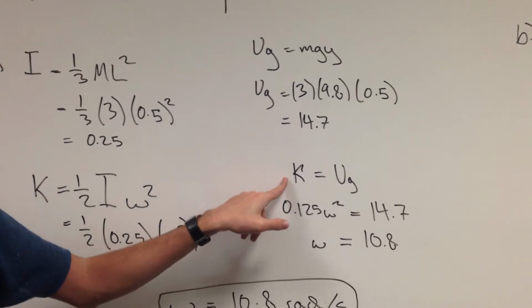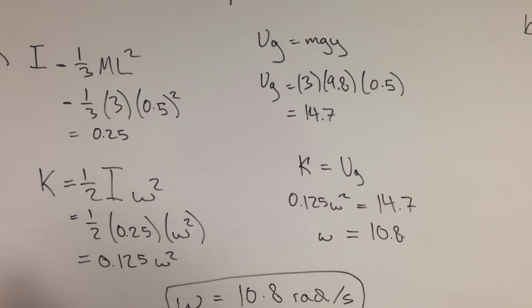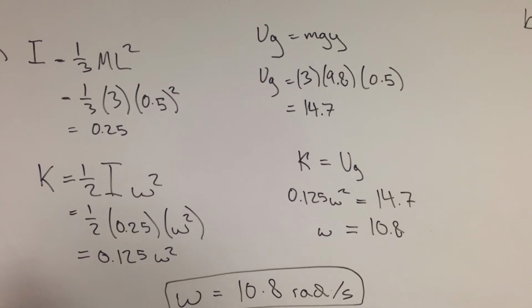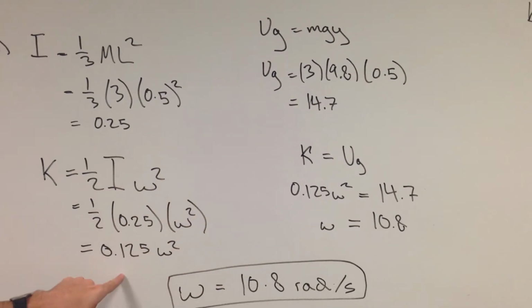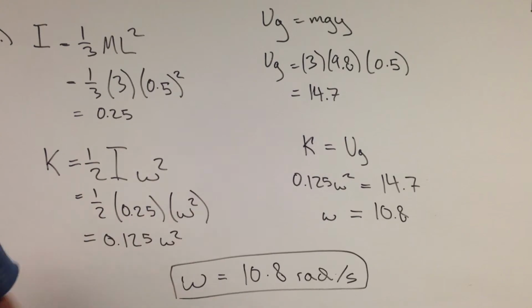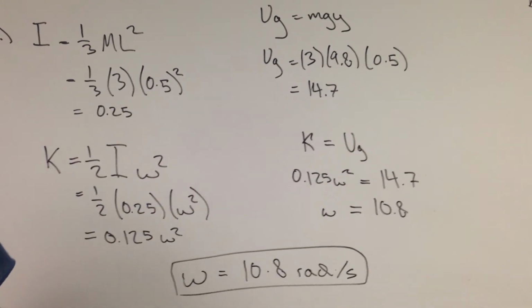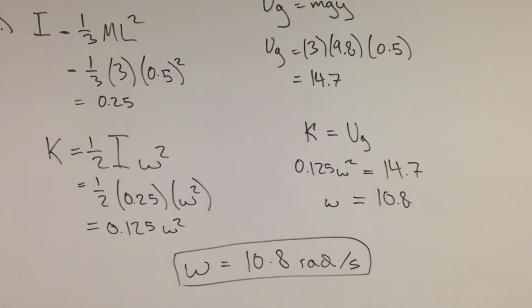So the rotational kinetic energy will be equal to the gravitational potential energy, which is 14.7 joules. We set that equal to what we got for kinetic energy in terms of angular velocity, and we solve for angular velocity, which will equal 10.8 radians per second.